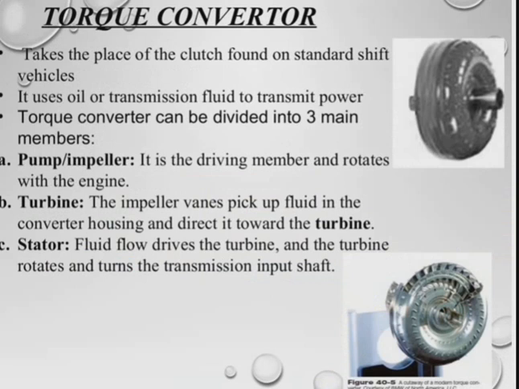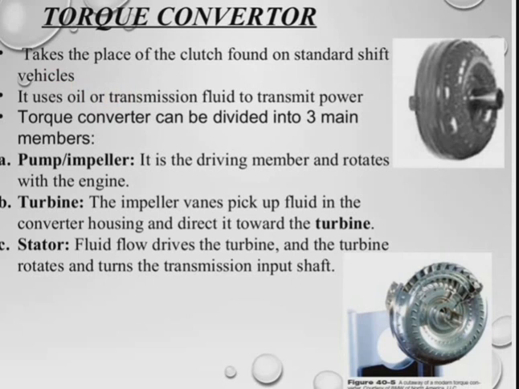So the first part is the torque converter. What exactly is the torque converter? A torque converter is a system which converts the torque from the engine to the system. It takes the place of the clutch found on a standard shift vehicle. It uses oil, the transmission fluid, to transmit the power actually. It can be divided into three main members.